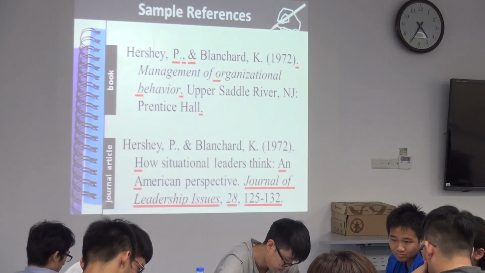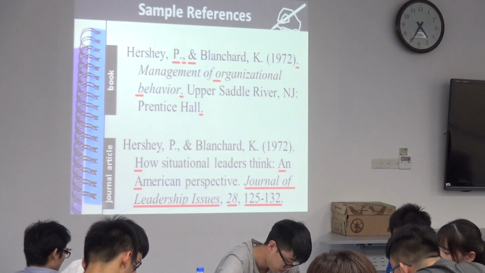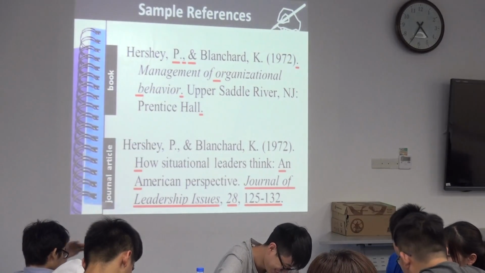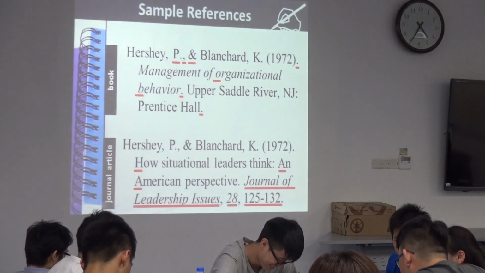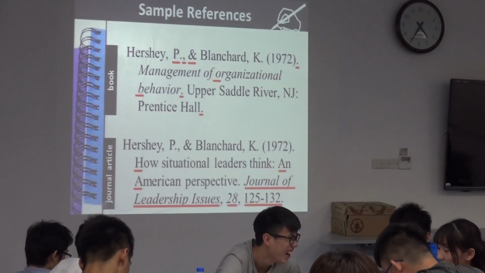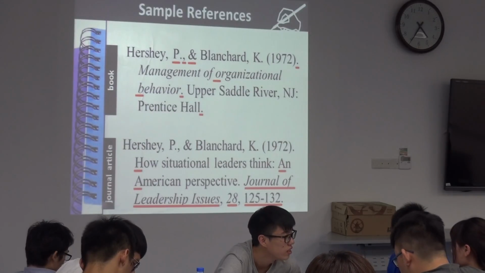The page numbers are not italicized. The page numbers also do not have the word page in front of them. We don't put an abbreviation like a P or a PG. It's simply the numbers, 125 through 132. So in your reference list, if you have a book you want to reference, use the pattern that's listed there at the top. And if you have a journal article, you would follow the pattern there at the bottom.